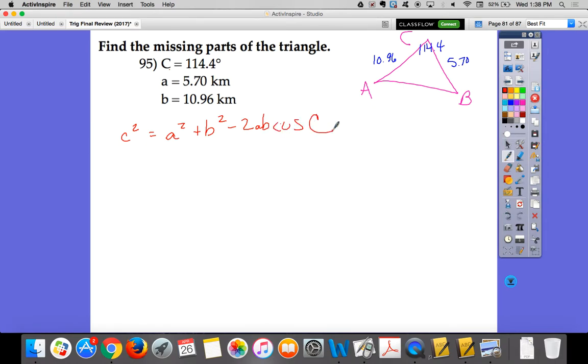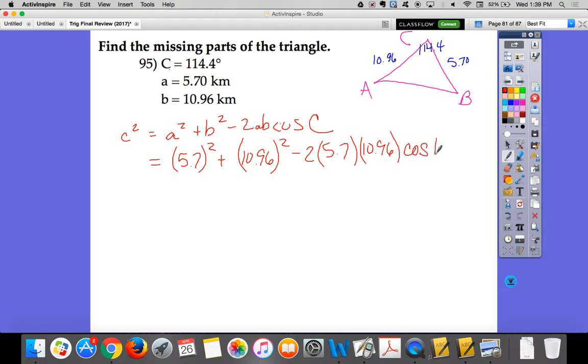All right, now we're going to plug in what we know. We know that A is 5.7, B is 10.96, and it's long, but it's not hard. Just keep on plugging in. And then we're going to have cosine of 114.4. You have everything filled in on the right side. That means it is perfectly okay for you to start typing. So just let your fingers do the walking. Type everything in. Just don't go so fast that you get fat finger and miss something.